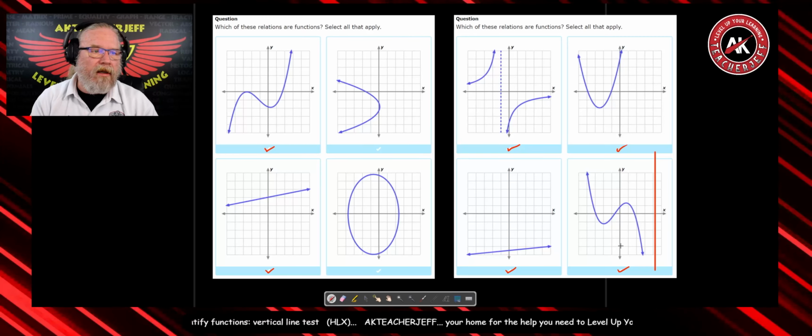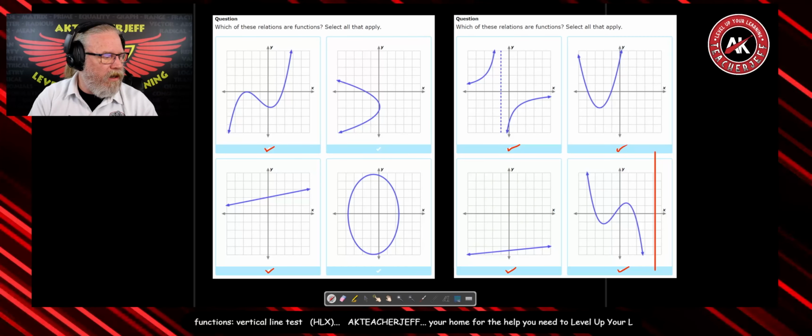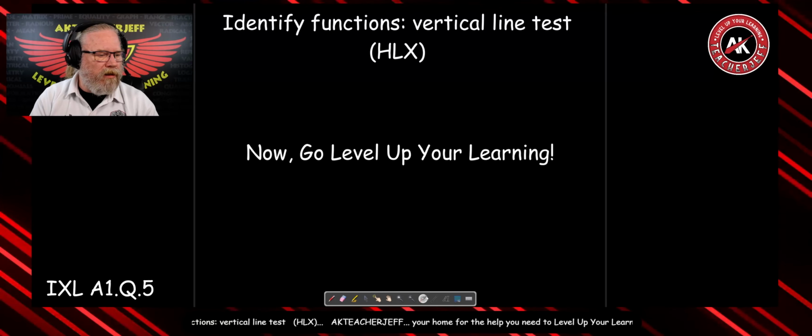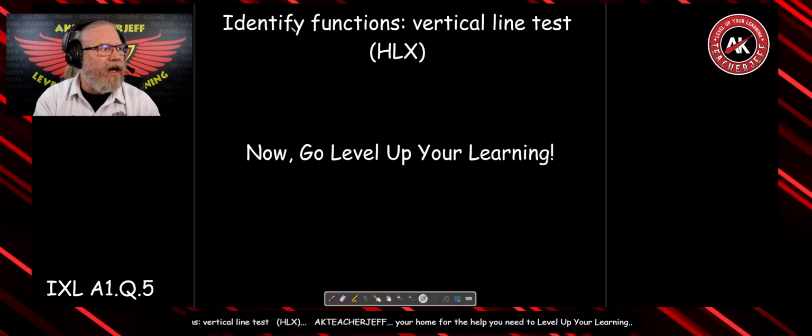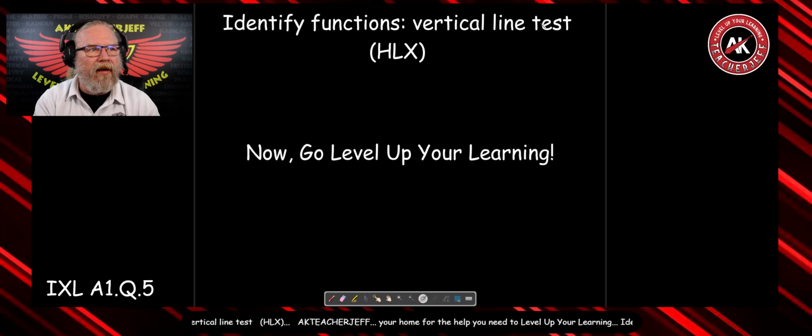So on that last one, all four of them are indeed functions. So those are all of my examples for the activity identify functions using a vertical line test.